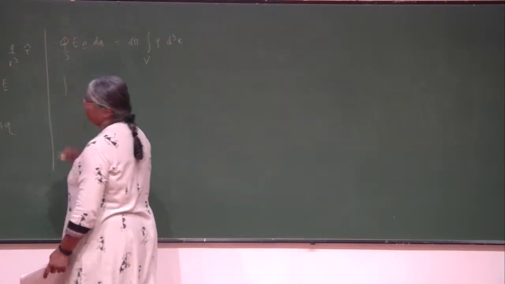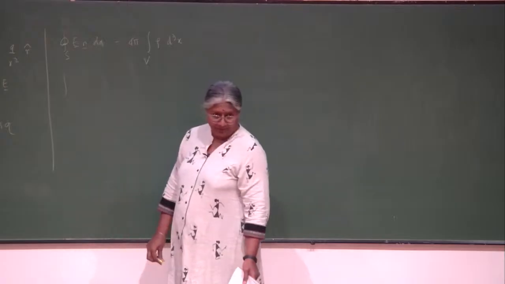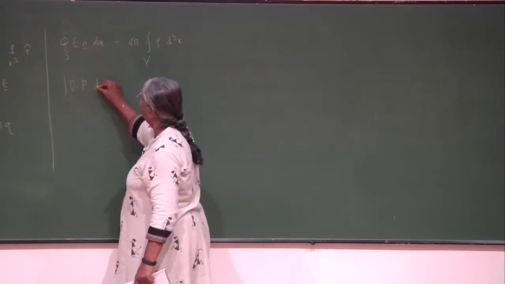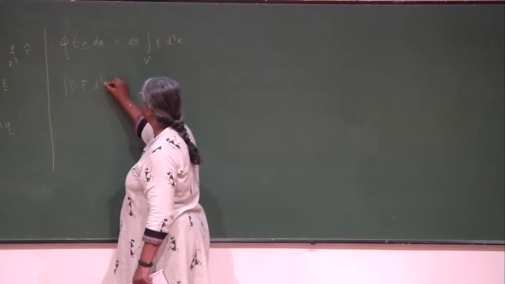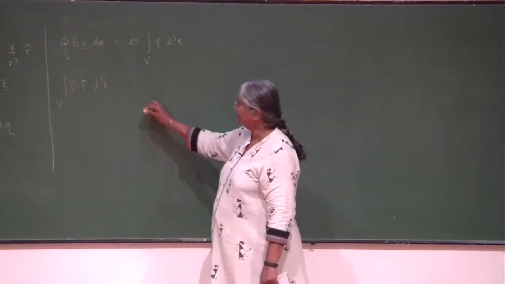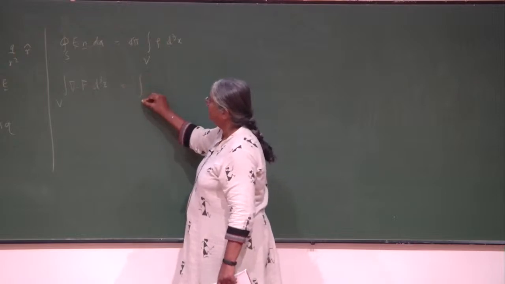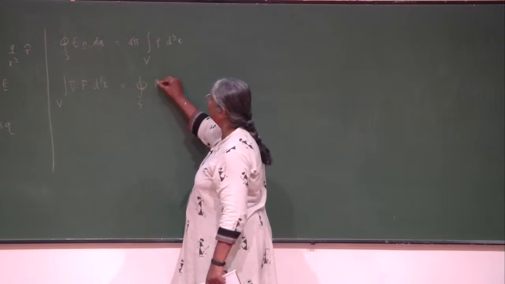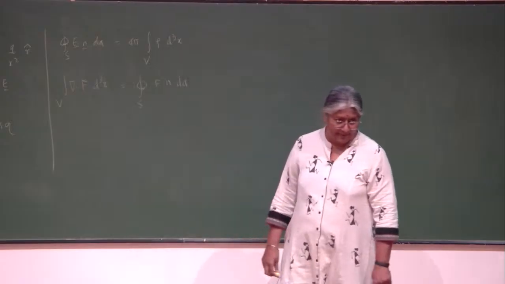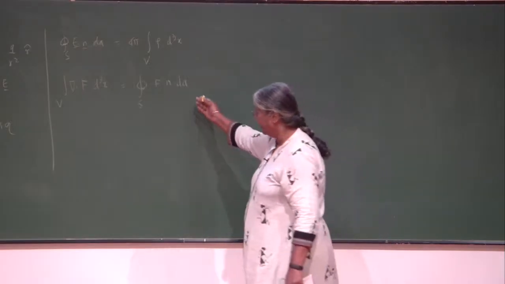So what does Gauss's theorem say? That if I have a function del dot f over some volume, d cubed x over a volume V, then I can write it as the surface integral of f dot n over that surface area, right. So now I am going to apply it backwards.